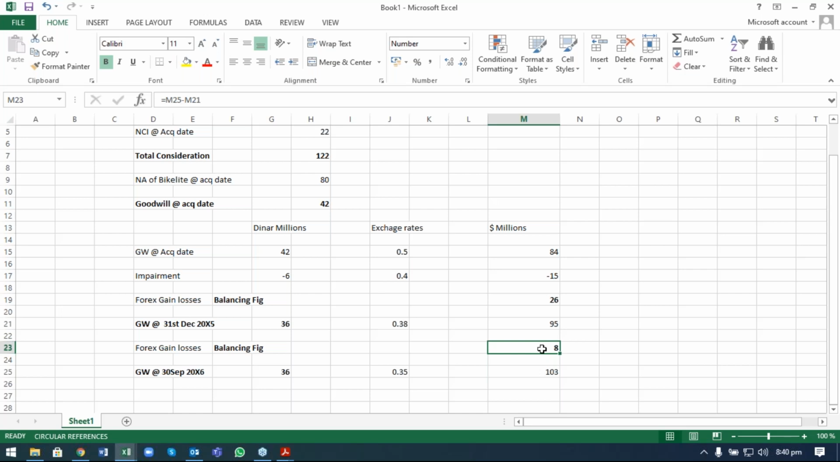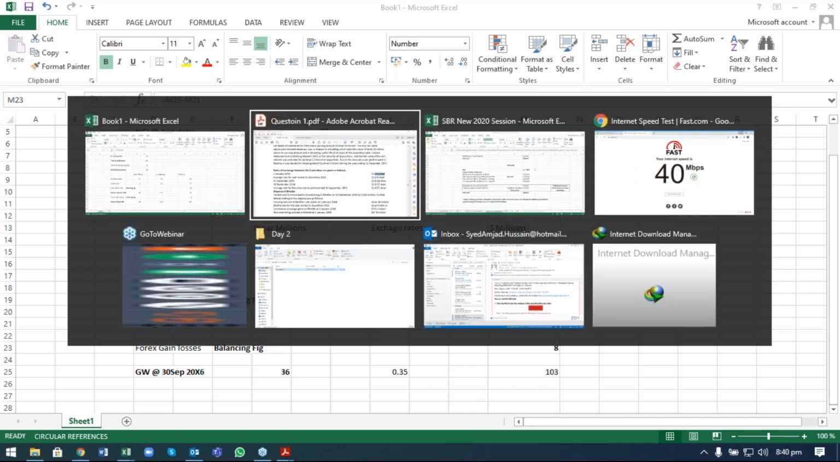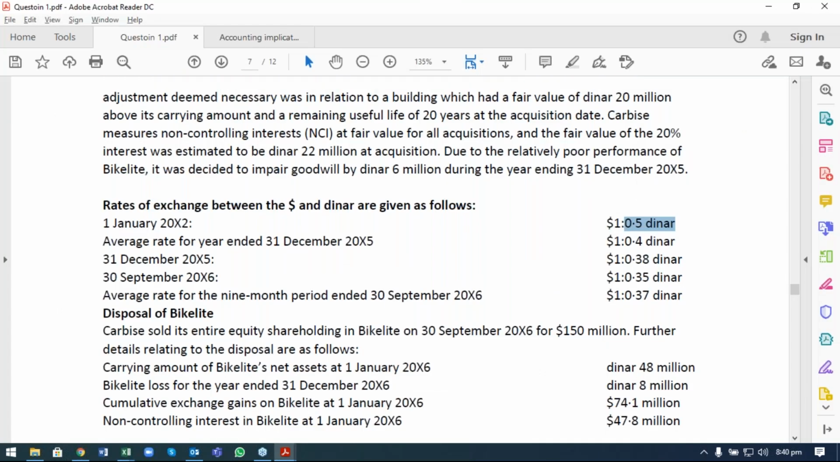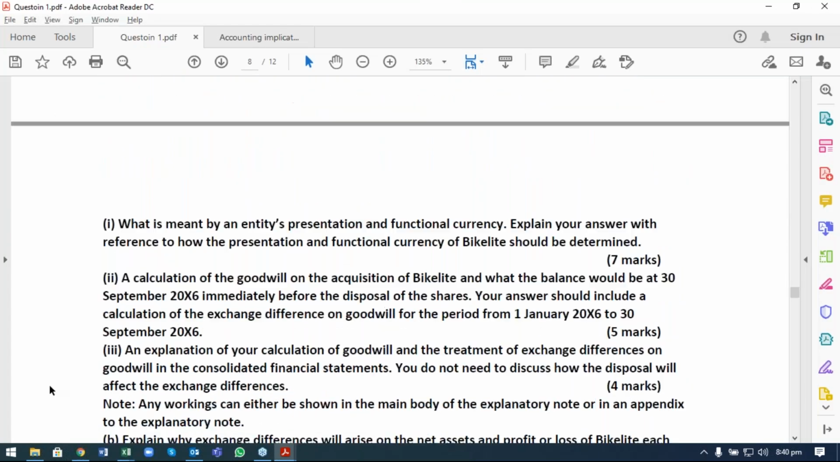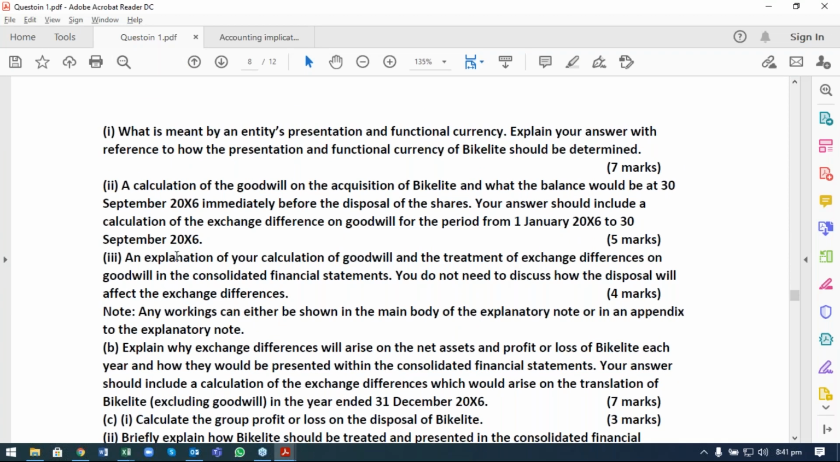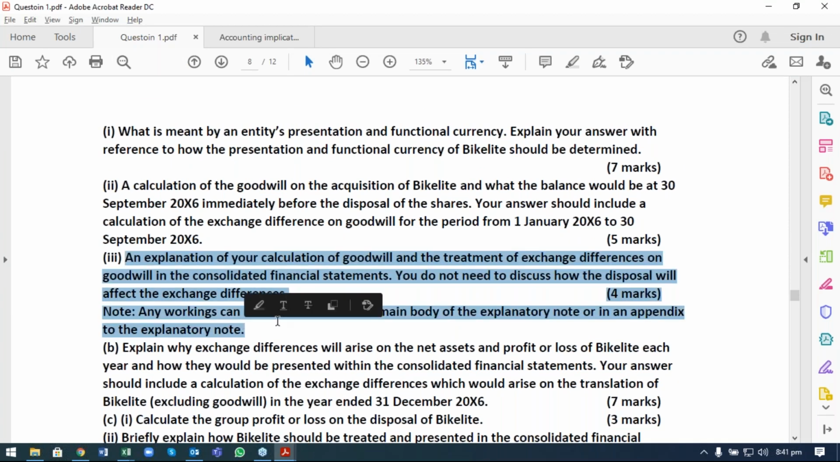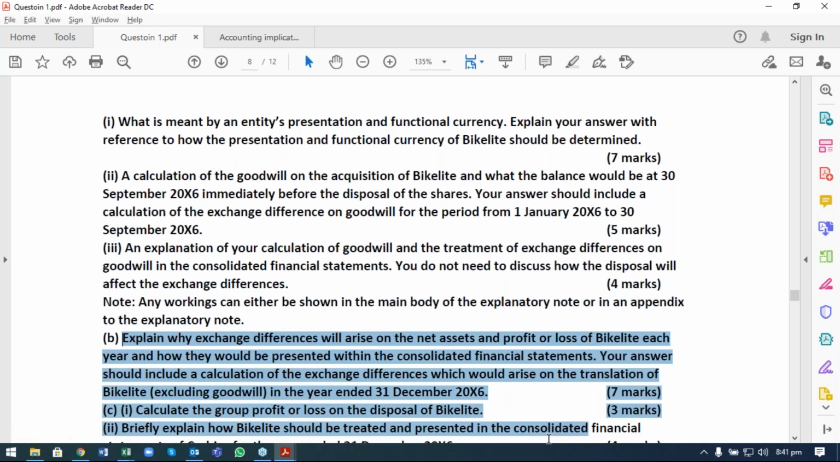But we are just mentioning this till 30th of September 2006, because within this question, the examiner has asked us for an explanation of how we are going to account for these differences. So any workings can be in the main body. So you have explained these gains and losses, and those should be reported in other comprehensive income, but you have to ignore the disposal aspect. The disposal aspect should be included over here. This is the next requirement.